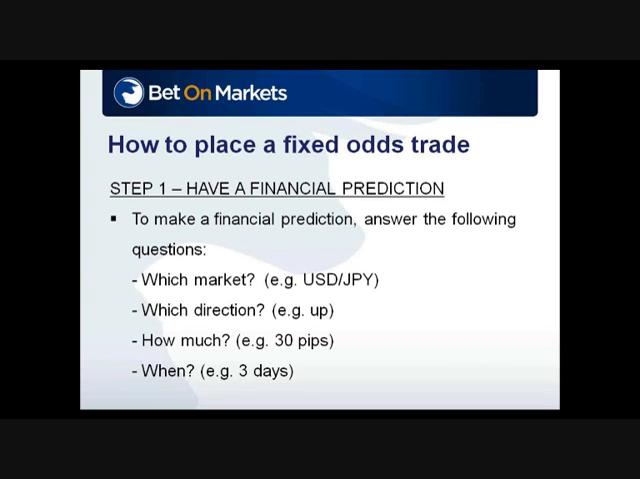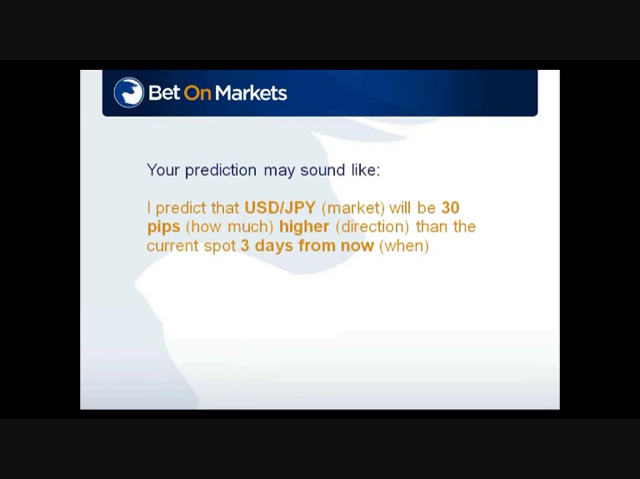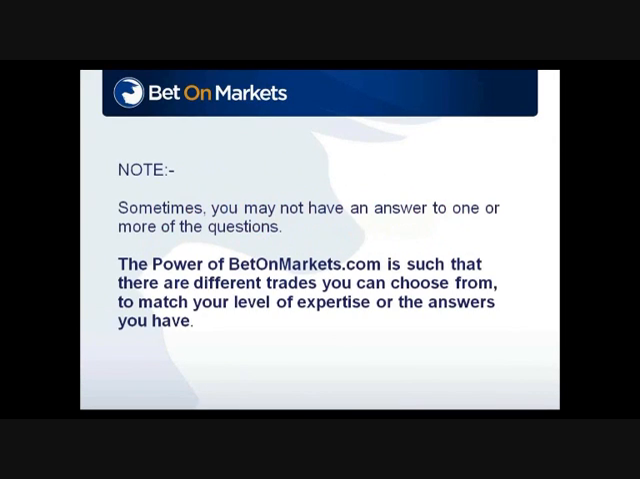After you answer these 4 questions, you may have a prediction that sounds something like, I predict that the US dollar to Japanese yen will be 30 pips higher than the current spot 3 days from now. You may think to yourself, what happens if I do not have an answer to one or more of the financial prediction questions? Well, the power of bettonmarkets.com is such that there are different trades you can choose from to match your level of expertise or the answers that you have to the 4 financial prediction questions.